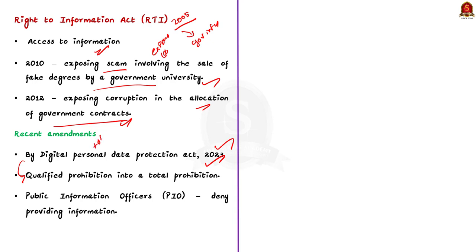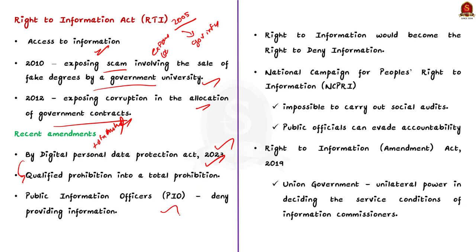This means that if a public information officer decides not to disclose information, he will simply relate it to some person and deny providing the information. Essentially, this Act indirectly gives power to deny information solely on the grounds of its being personal information. With this amendment, the majority of the information, with the exception of budgets, can be denied to citizens. So, the right to information would essentially become a right to deny information. Consequently, this change would make the RTI Act very ineffective.